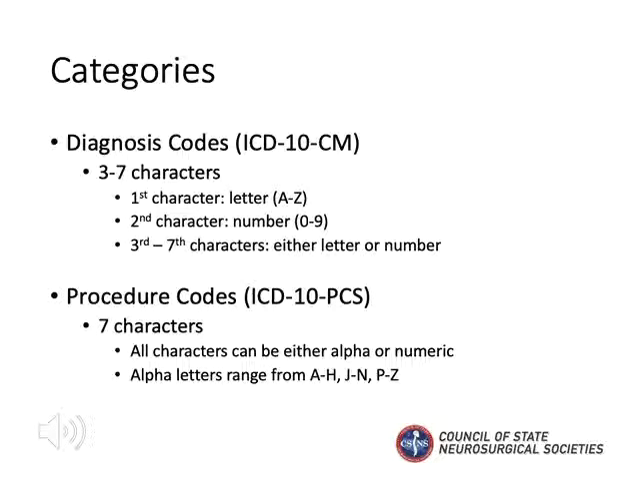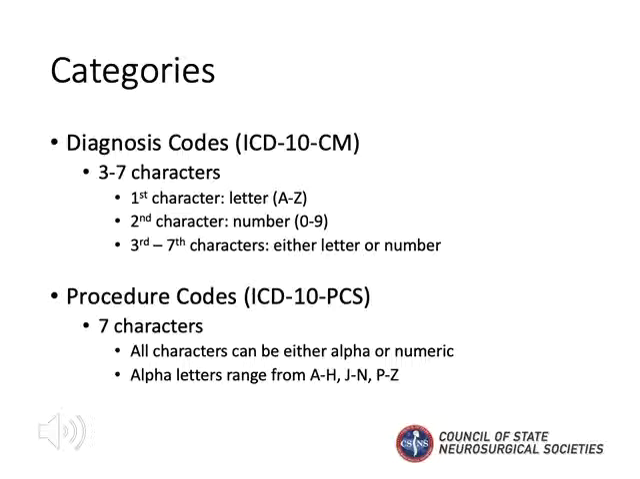ICD-10 codes are characterized and categorized into diagnosis codes, ICD-10-CM, and procedure codes, ICD-10-PCS. ICD-10-CM diagnosis codes are 3 to 7 characters long and contain a letter as the first character, a number as the second character, and either a letter or number for characters 3 through 7.